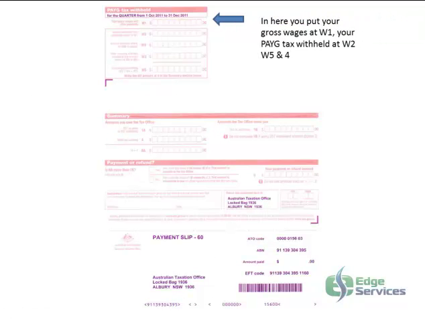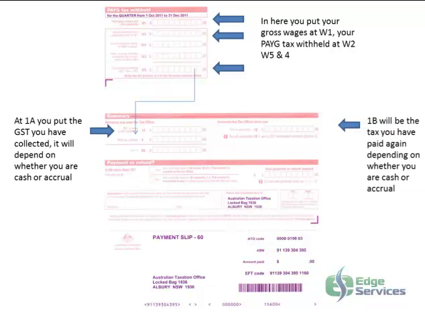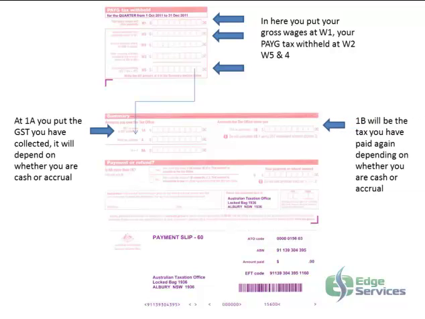This is the back page of your BAS. In here, if you pay wages, you put your gross wages at W1, your PAYG tax withheld at W2, W5 and 4. At 1A, you put the GST you have collected. It will depend on whether you are cash or accrual. At 1B will be the tax you have paid, again depending on whether you are cash or accrual.